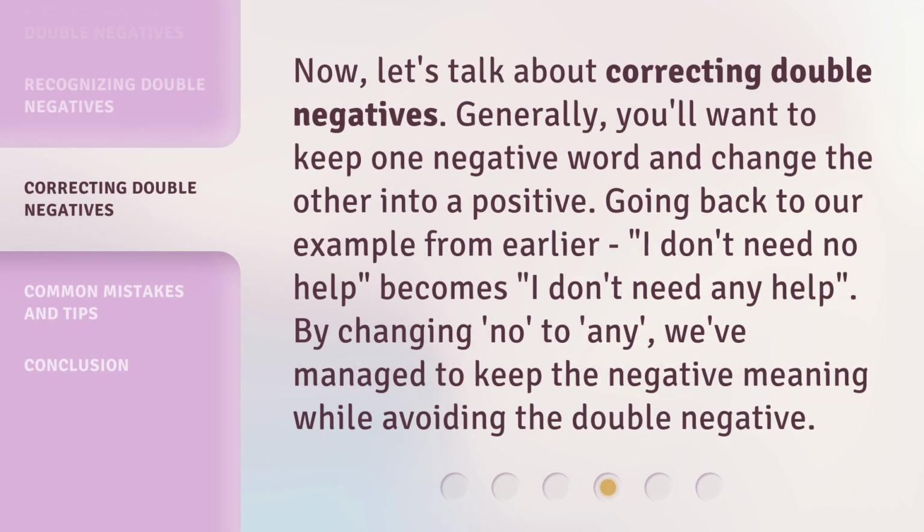Now, let's talk about correcting double negatives. Generally, you'll want to keep one negative word and change the other into a positive. Going back to our example from earlier, I don't need no help becomes, I don't need any help. By changing no to any, we've managed to keep the negative meaning while avoiding the double negative.